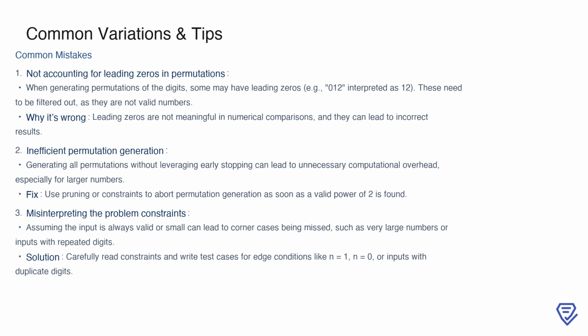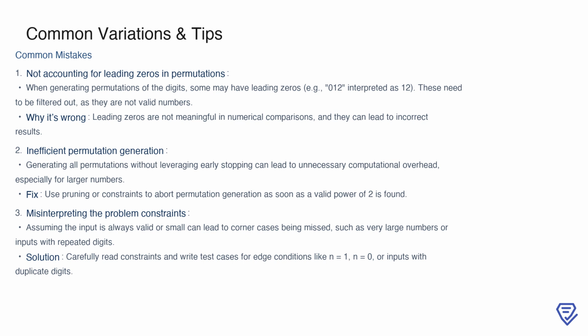Another mistake is inefficient permutation generation. If you generate all permutations blindly without using constraints, you can waste a lot of computational resources. A better approach is to use pruning techniques or stop the generation process as soon as a valid power of 2 is found. Finally, misinterpreting the problem constraints can lead to missed edge cases.